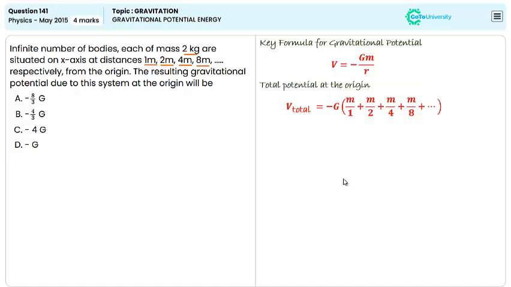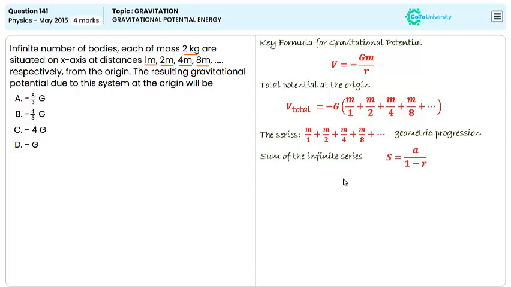The series m/1 + m/2 + m/4 + m/8 + and so on is a geometric progression with the first term a = m = 2 and the common ratio r = 1/2. The sum of an infinite geometric progression is given by S = a/(1 - r), where r is less than 1. On substituting the values of a and r, we get S = 2/(1 - 1/2) = 2/(1/2) = 4.